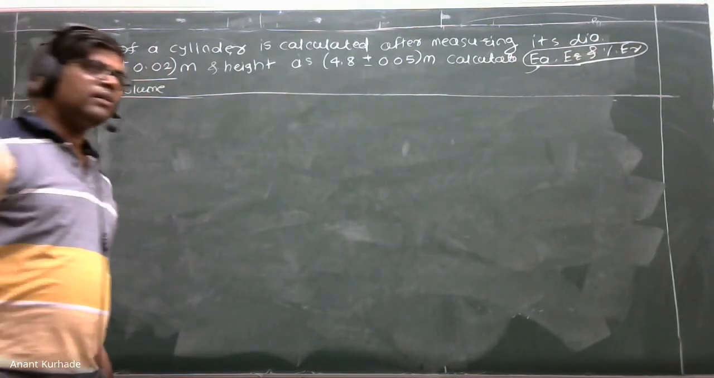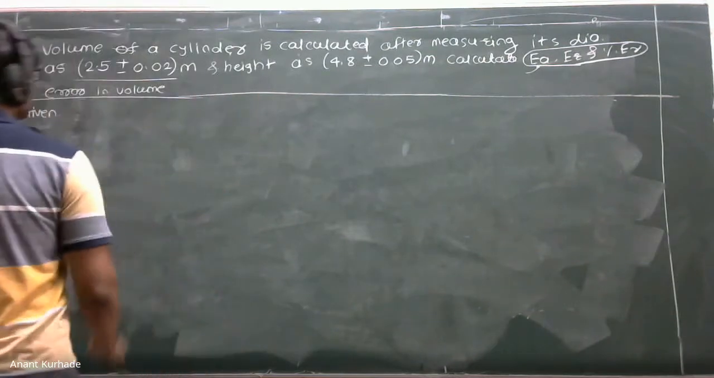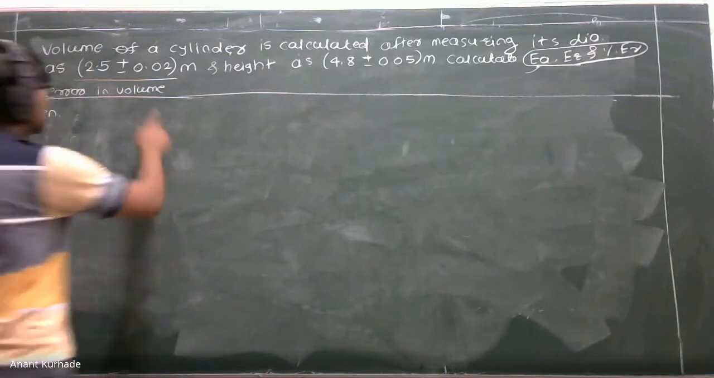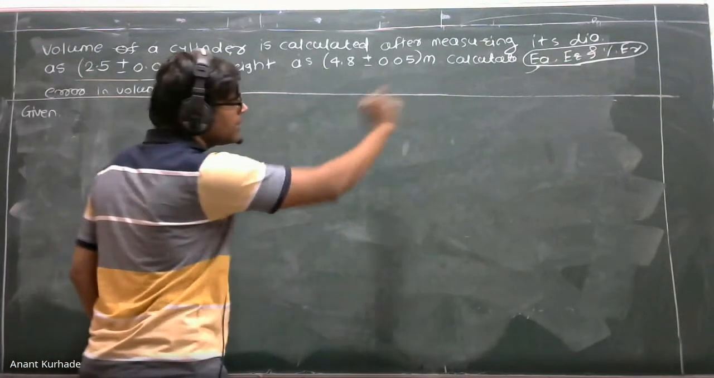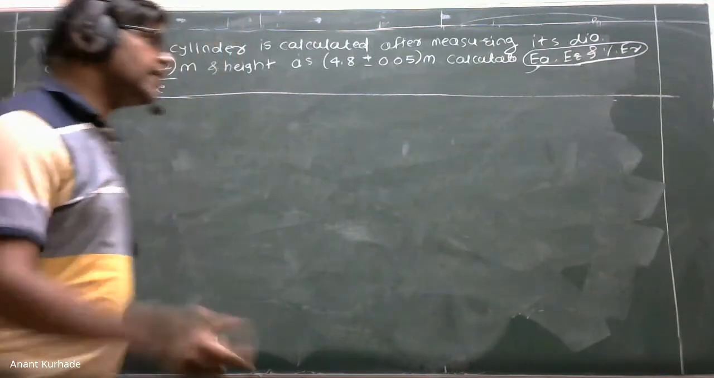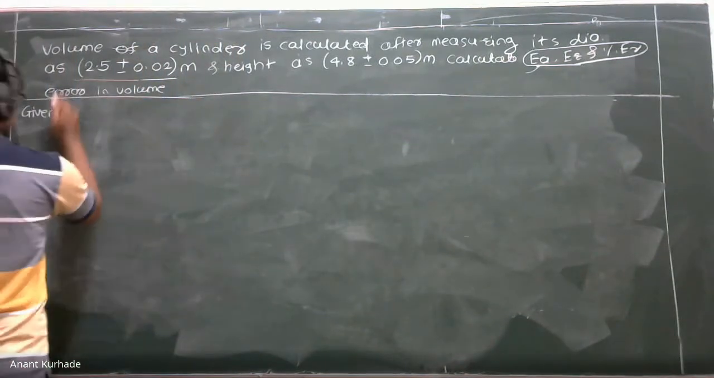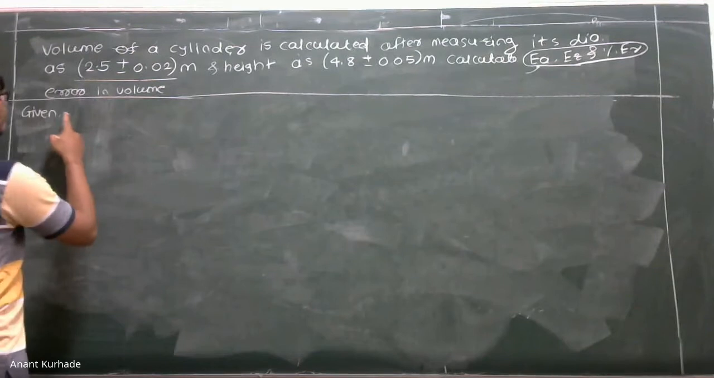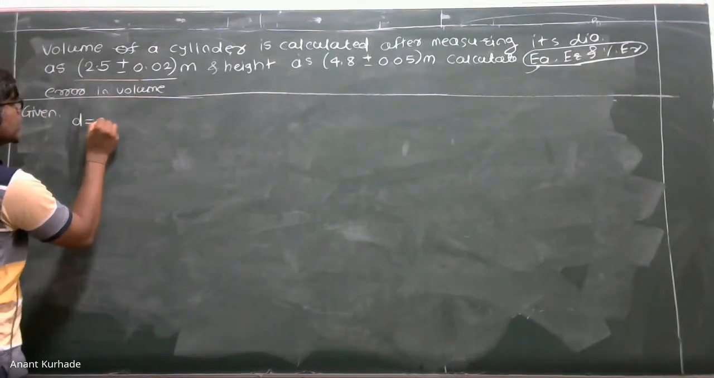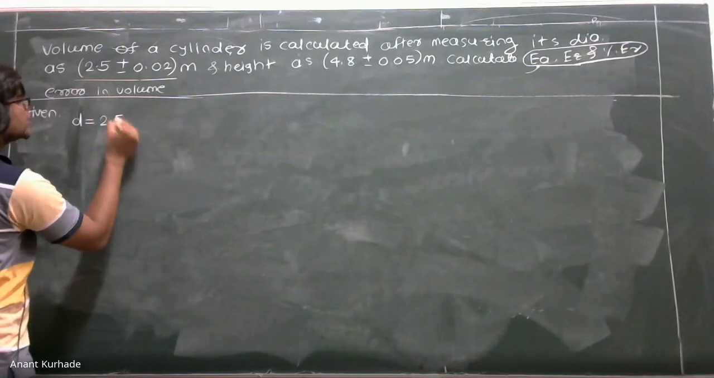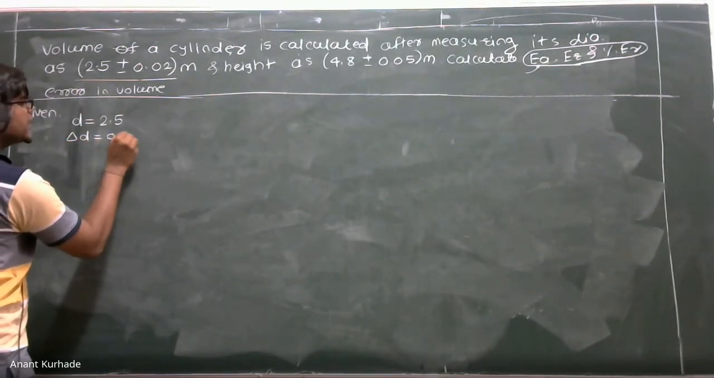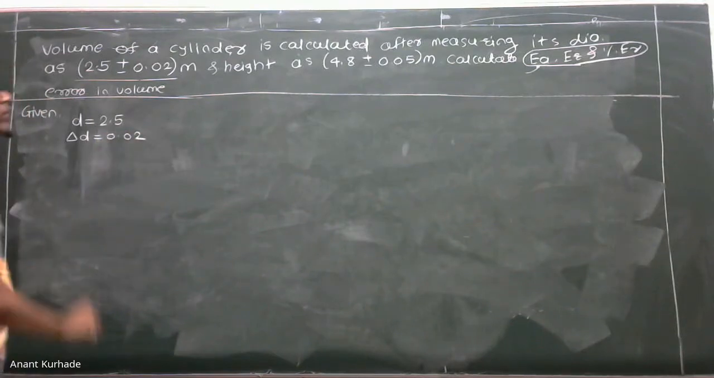So the formula of volume of a cylinder is pi by 4 d square. Now it is the diameter, not the radius, so the diameter is given. Then you must know the formula of volume in terms of diameter. What is given? 2.5 is the actual value of D. Then delta D is given, it is 0.02.